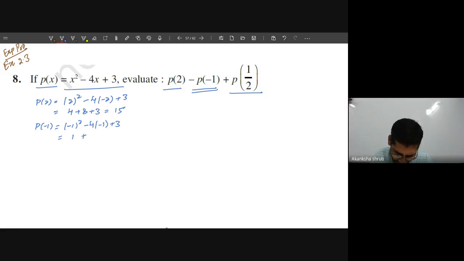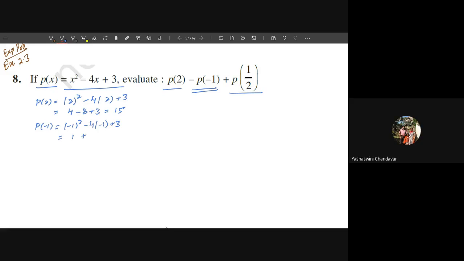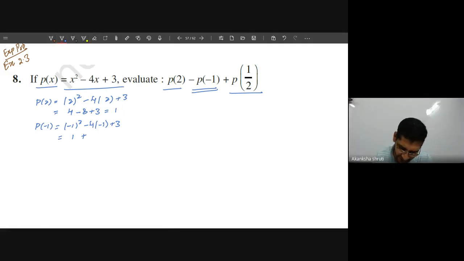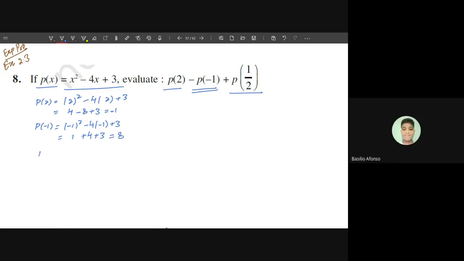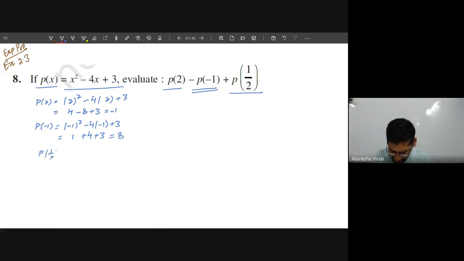Student, sorry, it became wrong here. Student, in the first it was 2, not minus 2. So slightly correct it. This sign you have to change only. It is 4 minus 8. 4 minus 8 is minus 4 plus 1 plus 3 is minus 1. Good. So this is minus 1. A minor correction because of the sign. In the second it is 1 and this 4 into minus 1 turns into plus 4 and plus 3. So it becomes how much? 8. Now p of 1 by 2, yes, tell me.